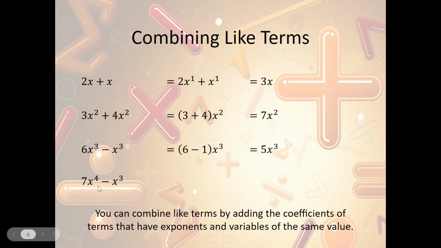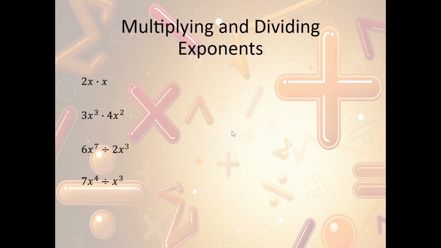Now we have 7x to the fourth minus x cubed. Well, again, same variable, but this time they do not have the same power, so we cannot combine them. It just stays 7x to the fourth minus x cubed.